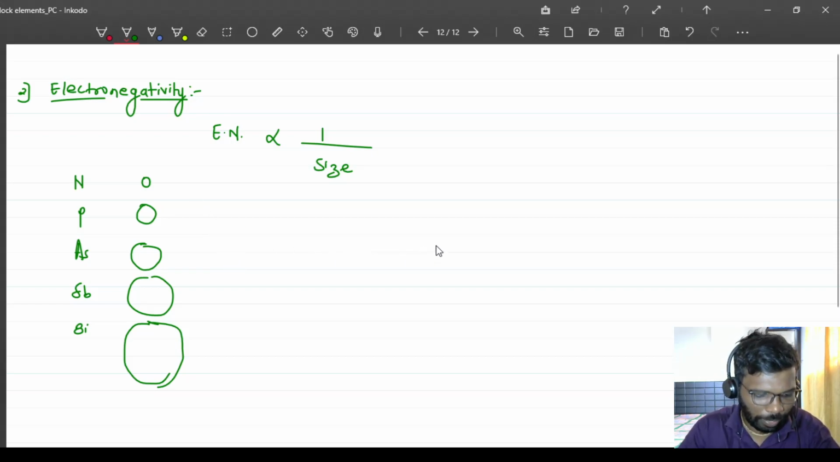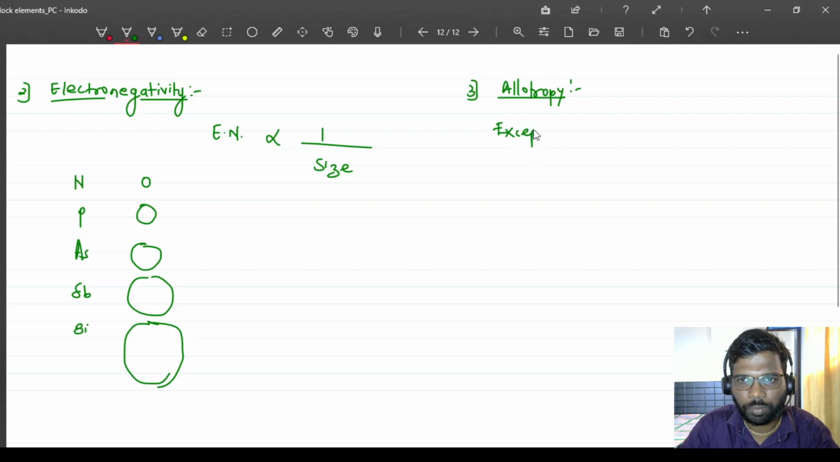So next is allotropy. Third is allotropy. Here there is nothing much to explain, except nitrogen and bismuth. This is an exception. Nitrogen and bismuth do not show allotropy.